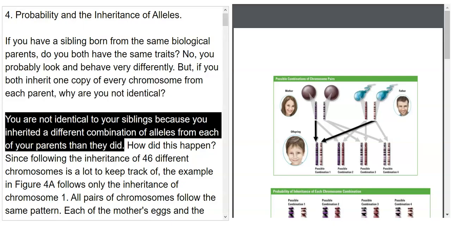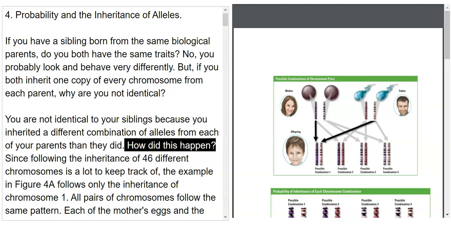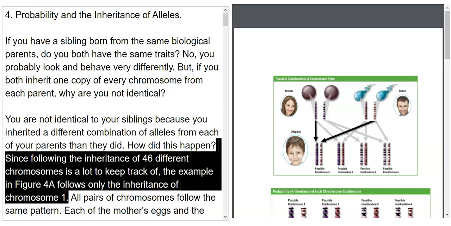You are not identical to your siblings because you inherited a different combination of alleles from each of your parents than they did. Well, how did this happen? Since following the inheritance of 46 different chromosomes is a lot to keep track of, the example in figure 4a follows only the inheritance of chromosome number 1.